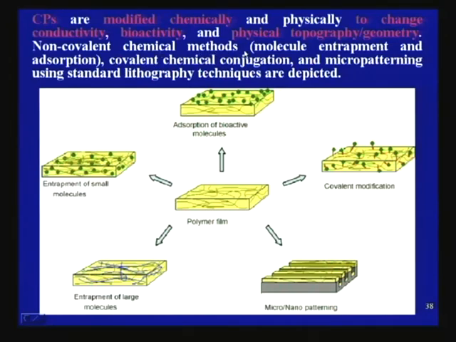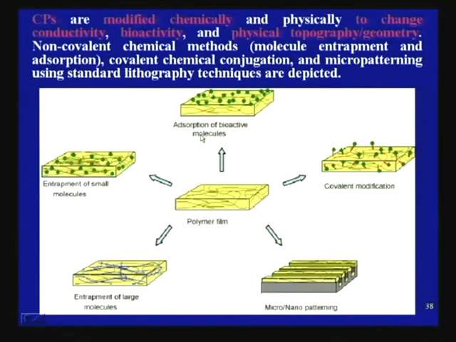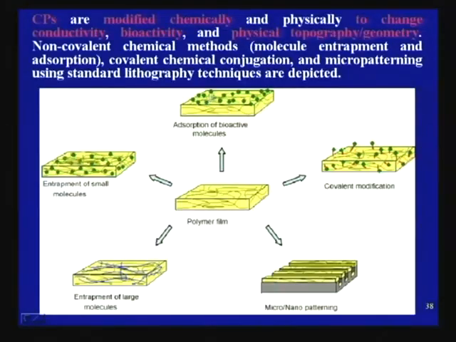Non-covalent chemical methods like molecular entrapment and adsorption, covalent chemical conjugation and micropatterning using standard lithographic techniques are depicted here. Now, here you see if you take a polymer film, to this polymer film you can attach some bioactive molecules by various means and ways. That attachment can be done through adsorption, physical adsorption of bioactive molecules. So, this is physical adsorption of bioactive molecules.